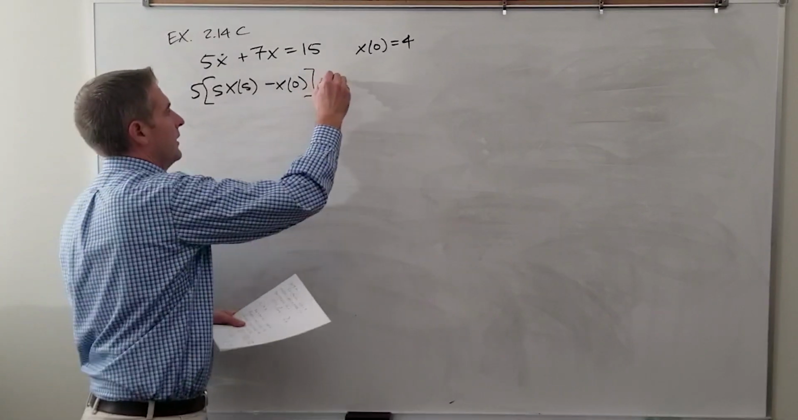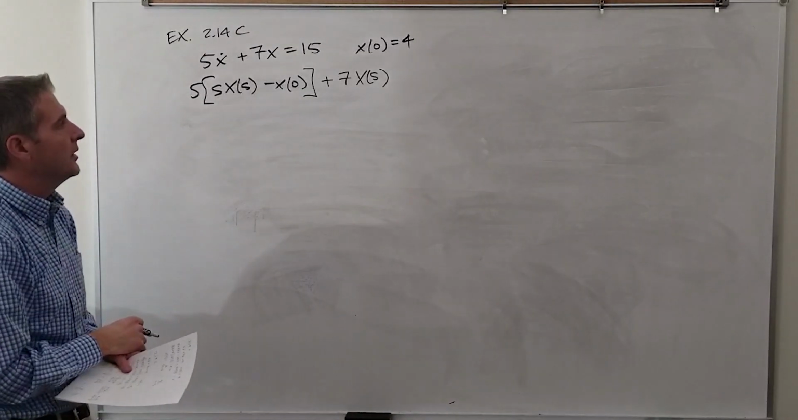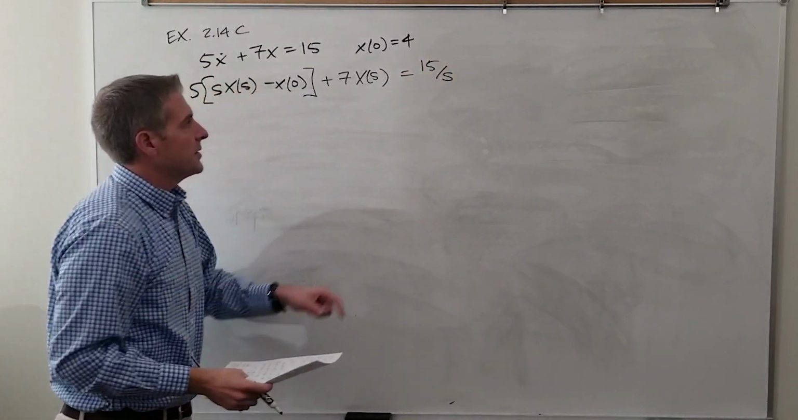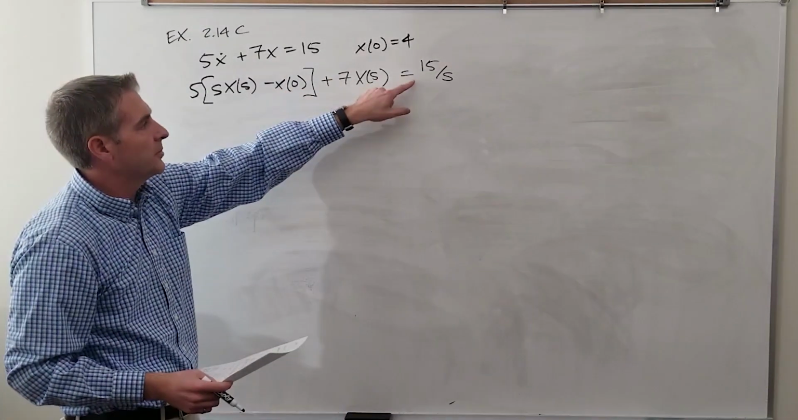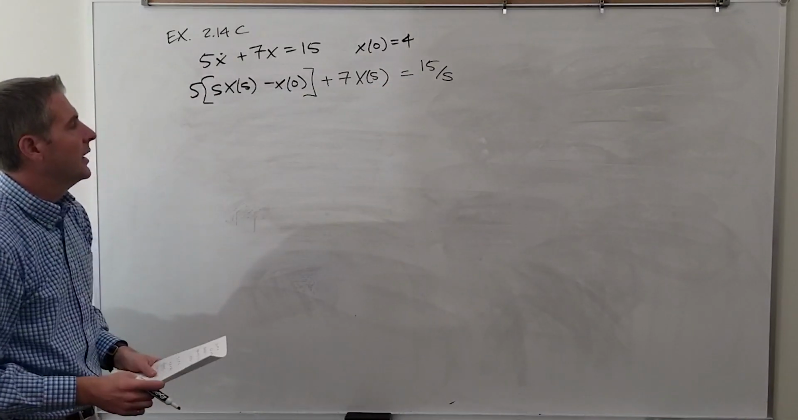And then we need to add 7 times X(s), just like we did in the previous example, and that's going to be equal to 15 over s, since we know that the Laplace transform of any constant value, according to tables 2.2 and 2.1, is going to be 15 over s. Well, we do the same sort of thing.